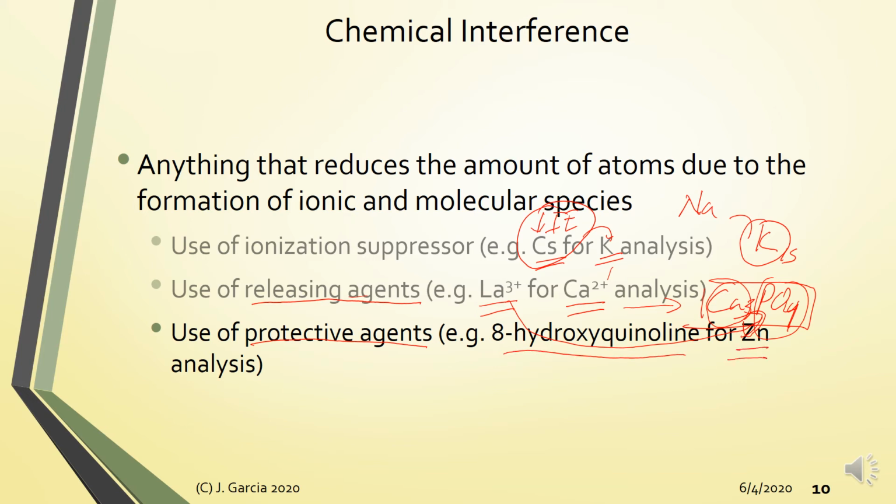With 8-hydroxyquinoline, you are chelating zinc to form an organic complex, or an organic chelate. Once this chelate goes through the flame, the organic component, the organic ligand or chelating agent, will just be burned away, liberating your zinc. So this is an example of a protective agent.